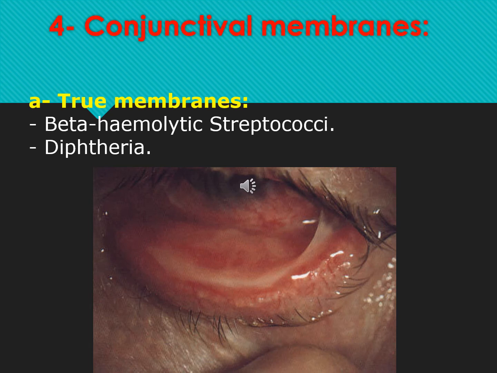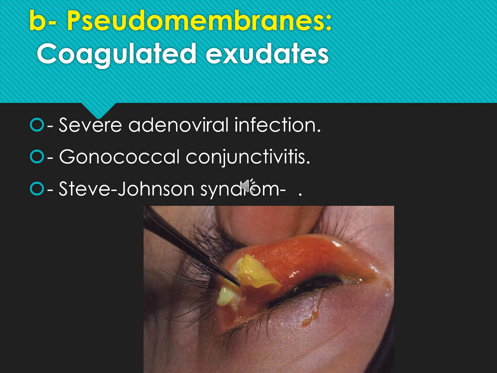Conjunctival membrane is of two types: true membrane or pseudo membrane. The membrane is coagulated exudate. A true membrane may involve the superficial layer of the conjunctival epithelium, so when we try to remove it, it leads to tearing of the membrane and bleeding at the site, and this can occur in beta hemolytic streptococcus and diphtheria. A pseudomembrane is when the coagulated exudate is adherent to the inflamed conjunctival epithelium, so we can peel it easily, leaving the underlying epithelium intact. As in the picture, when we try to peel the membrane, we remove it as one piece.